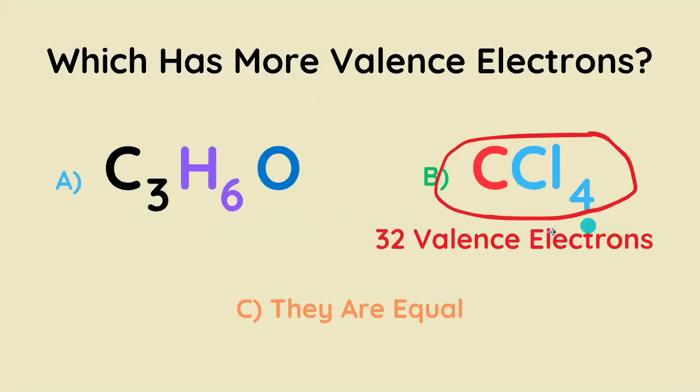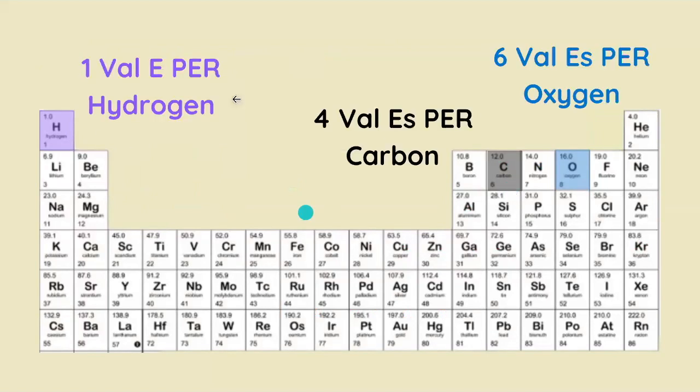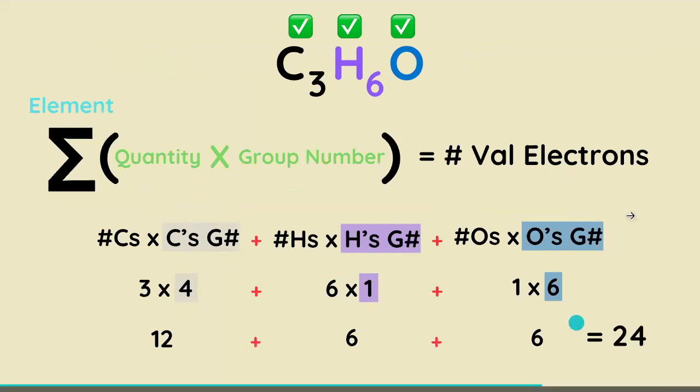CCl4 has 32 valence electrons, but what about C3H6O? Hydrogen is in group 1, carbon's in group 4, oxygen's in group 6, which means each hydrogen has 1 valence electron and each carbon has 4, and oxygen has 6. So if each carbon has 4 valence electrons and we have 3 of them, we have 3 times 4 equals 12 valence electrons contributed by carbon. 6 times 1 for hydrogen and 1 times 6 for oxygen. Add them all together and you get 24 valence electrons total for the entire molecule.